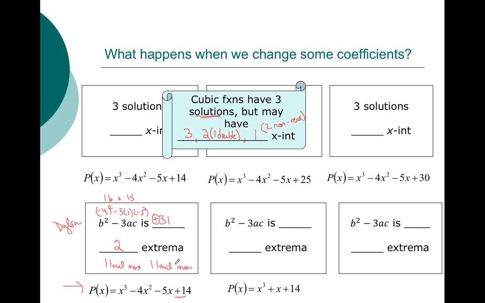But now change your equation not just by a shift. Eliminate the squared term. And it's not just because I'm getting rid of the squared term. I'm also changing the coefficient on the linear term.